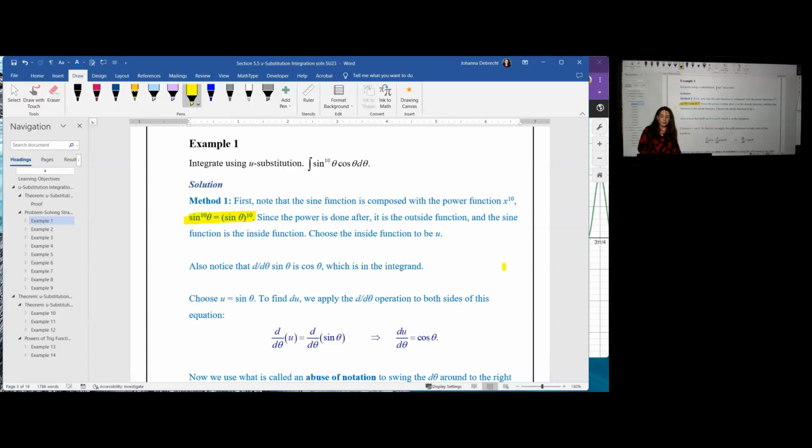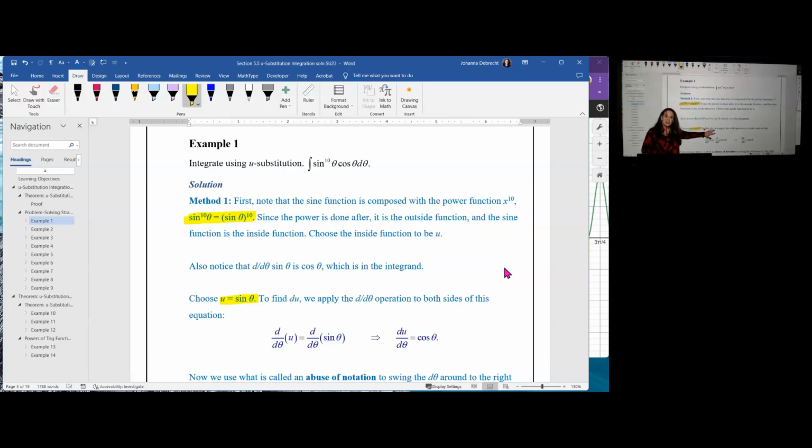In this case, our u is going to be sine theta. In order to feel more confident that this is probably the right way to go, in your head, compute what the derivative of sine theta is with respect to the original differential d theta. The derivative of sine theta with respect to theta is cosine theta. Look in the integrand to see if you have a multiple of cosine theta as a factor. And indeed, we do. This should give you confidence that you're using the right technique.